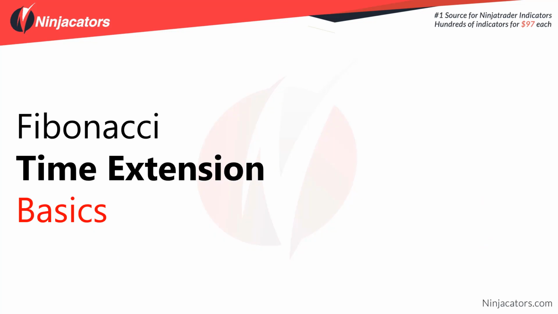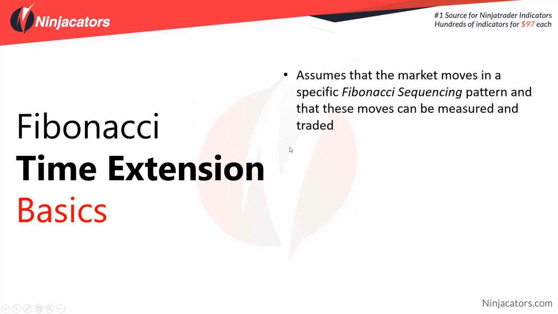Alright, let's go through the basics of the Fibonacci time extension. Just to give you an idea on Fibonacci, it assumes that the market moves in a specific Fibonacci sequencing pattern. It's assuming that these moves, based on the math, can be measured and traded. The Fibonacci time extension is measuring moves in terms of time, not direction. That's an important distinction between Fibonacci retracements or extensions. This is just looking at moves in terms of time. It's not trying to predict direction.